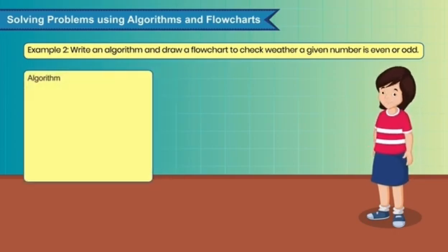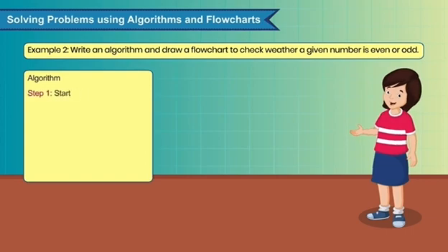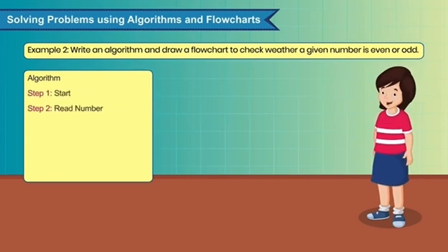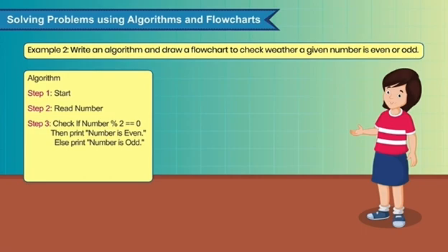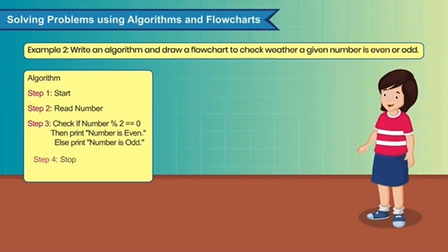Example 2. Write an algorithm and draw a flowchart to check whether a given number is even or odd. Algorithm. Step 1. Start. Step 2. Read number. Step 3. Check if number % 2 equals 0, then print number is even, else print number is odd.